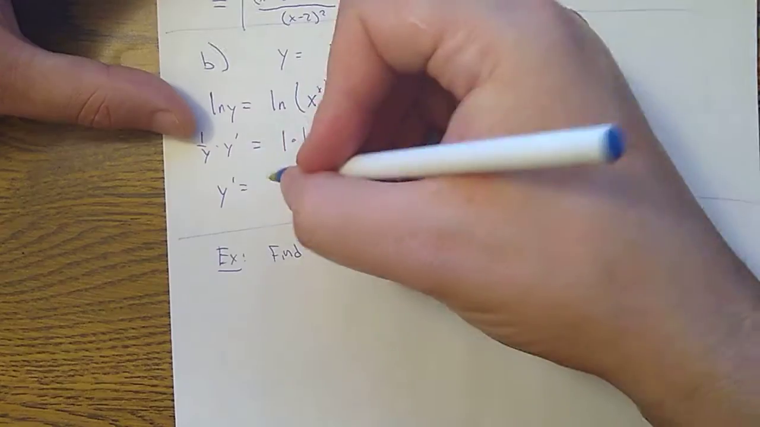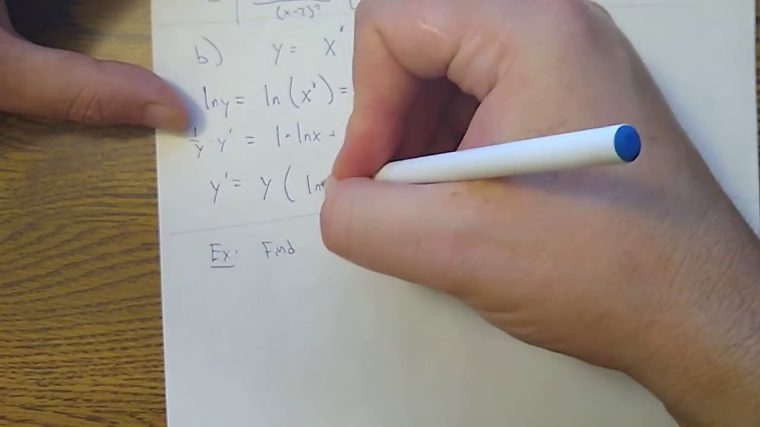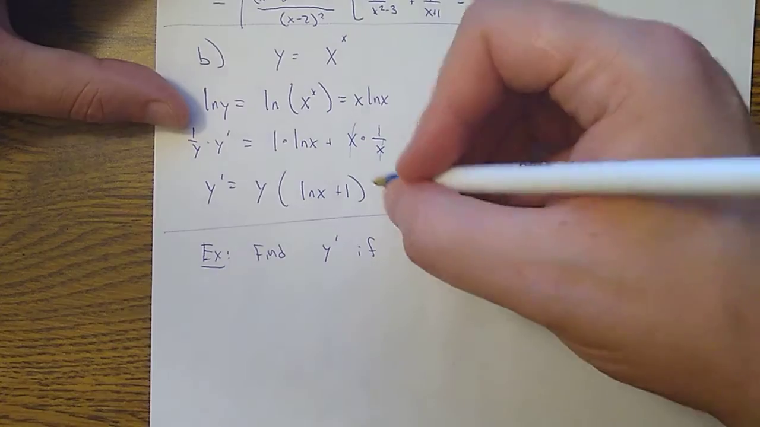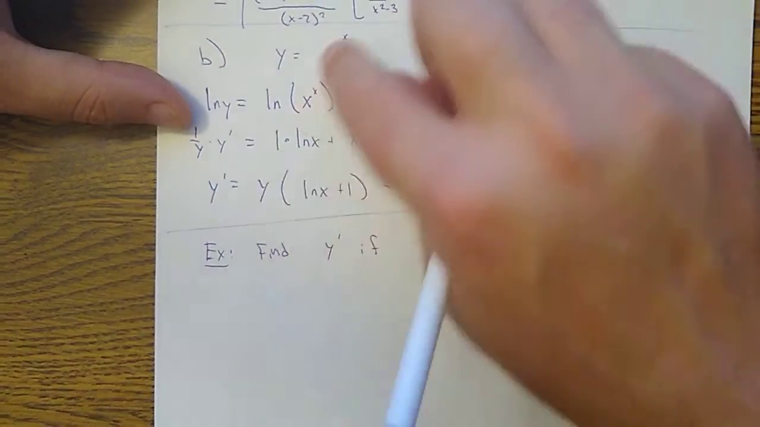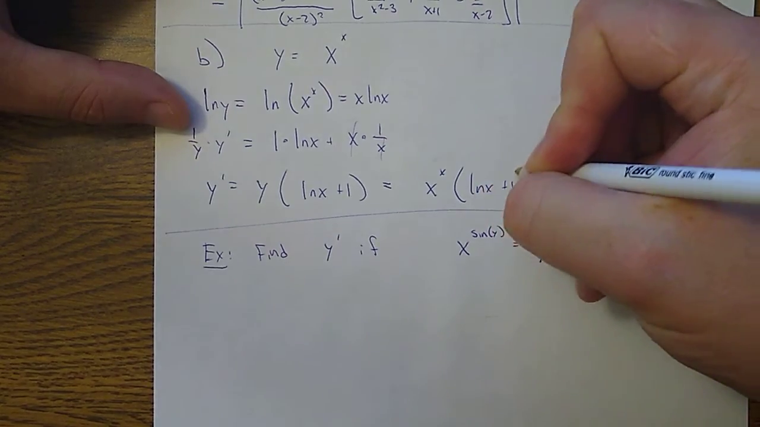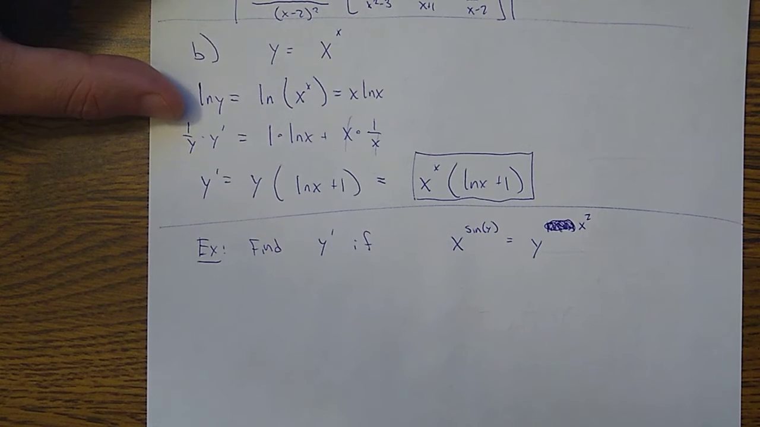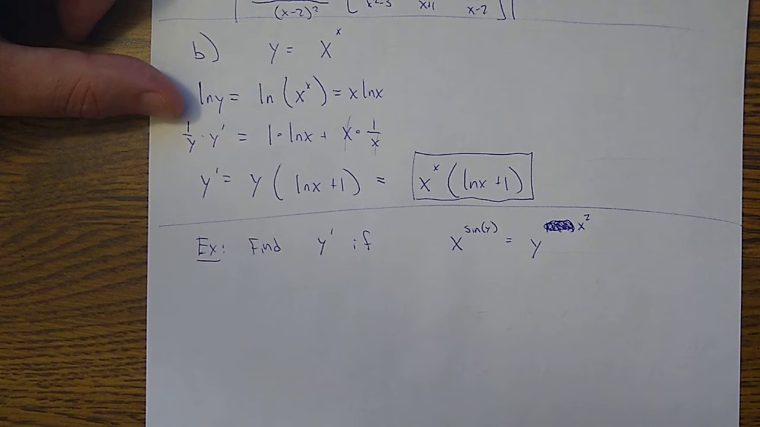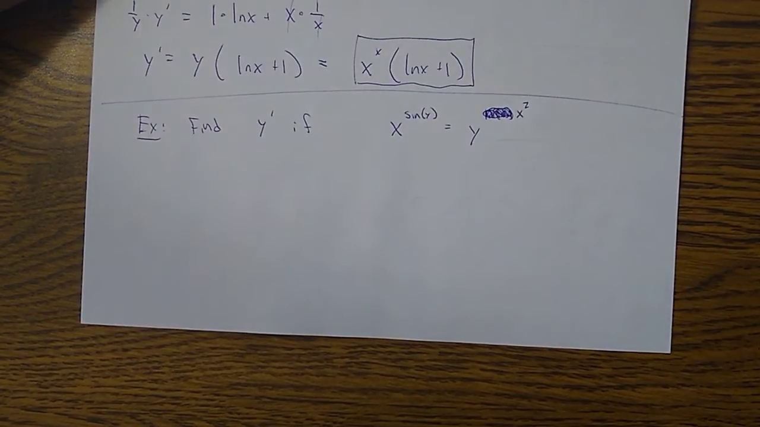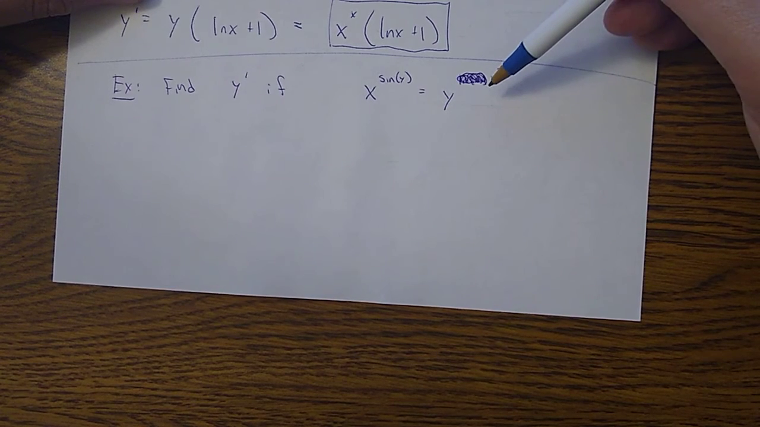So I solve for y prime. So it's just y times this stuff. And then in the end, I replace y with what it is. So my final answer does not have any y's in it. Okay. Let's do one more.